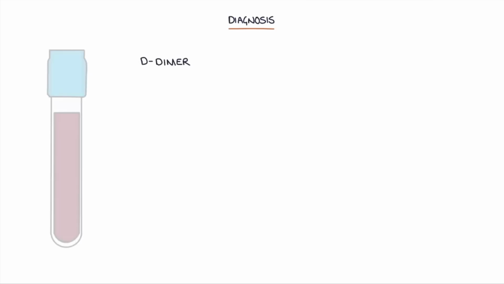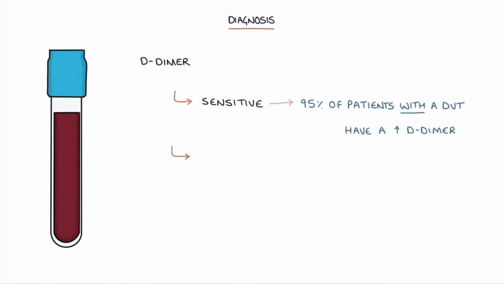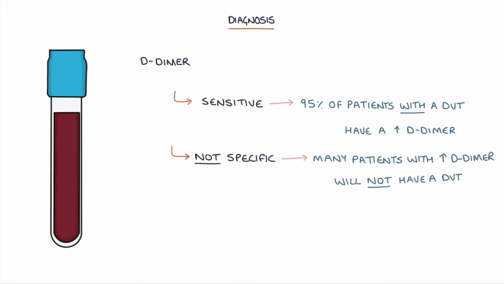Next, let's talk about making the diagnosis. A D-dimer is a blood test for a DVT that is sensitive, meaning that 95% of patients who have a DVT will have a raised D-dimer, but not specific, meaning that many patients with a raised D-dimer will not have a DVT. This makes it helpful in excluding venous thromboembolism where there is a low suspicion.